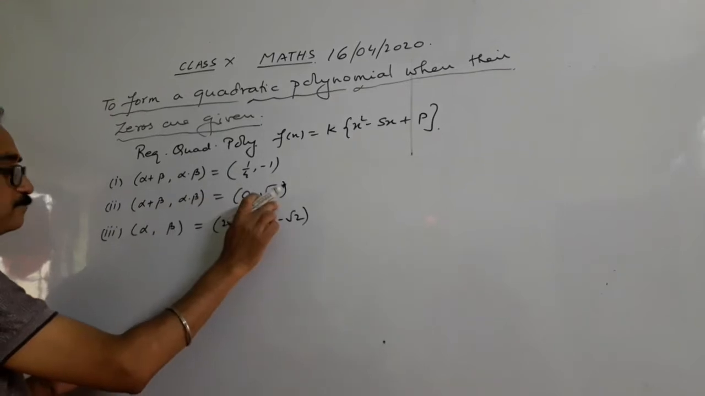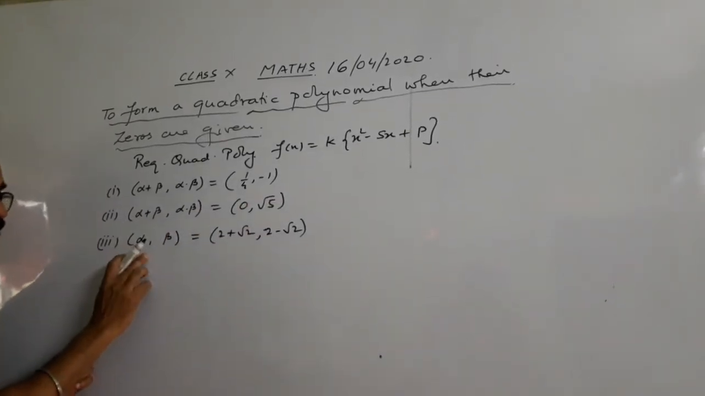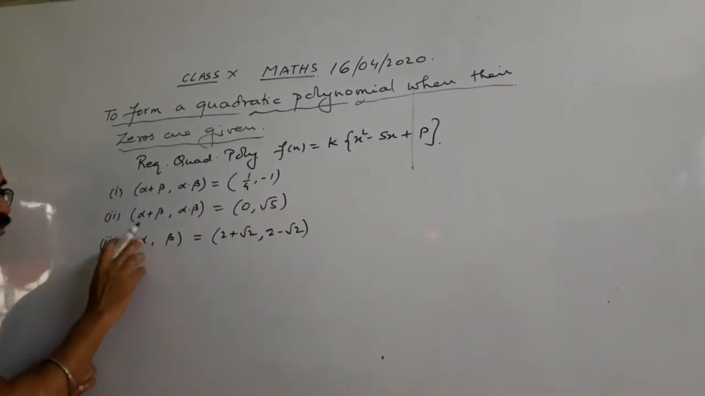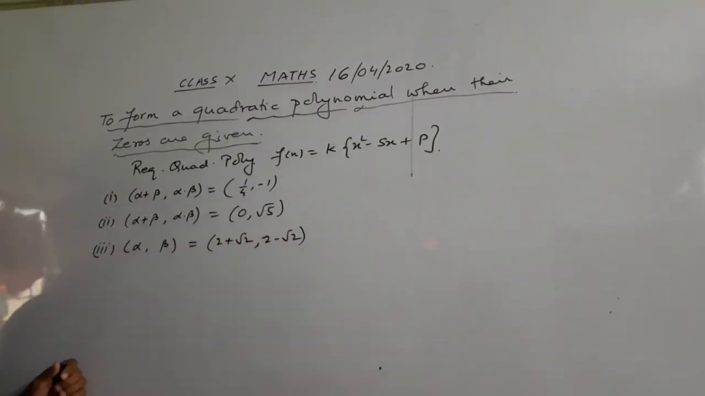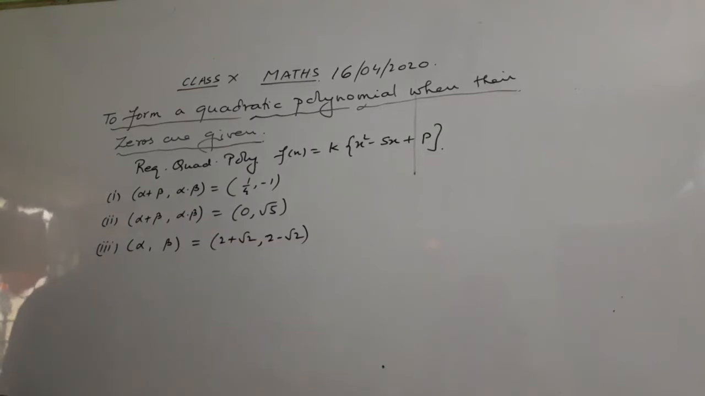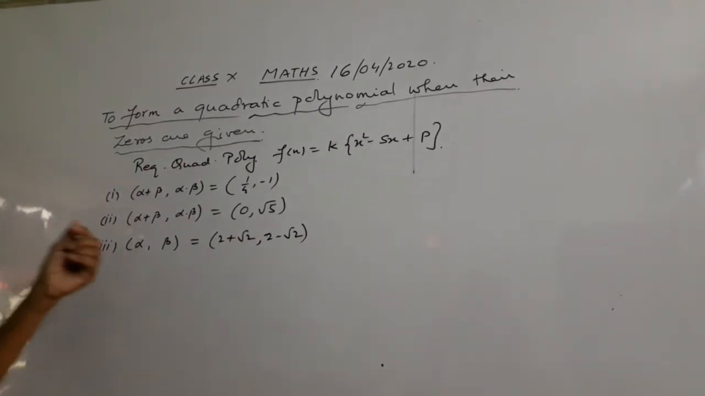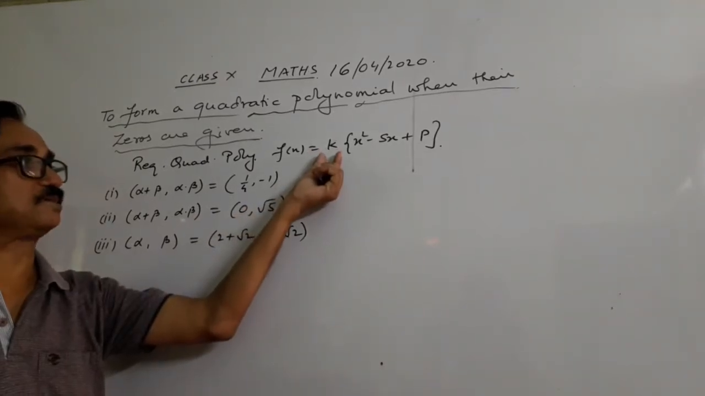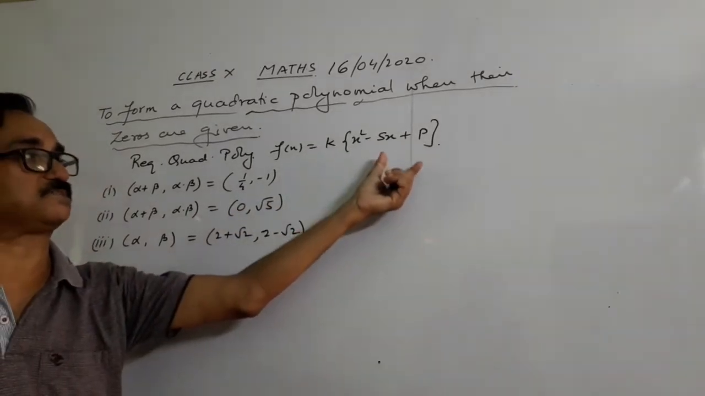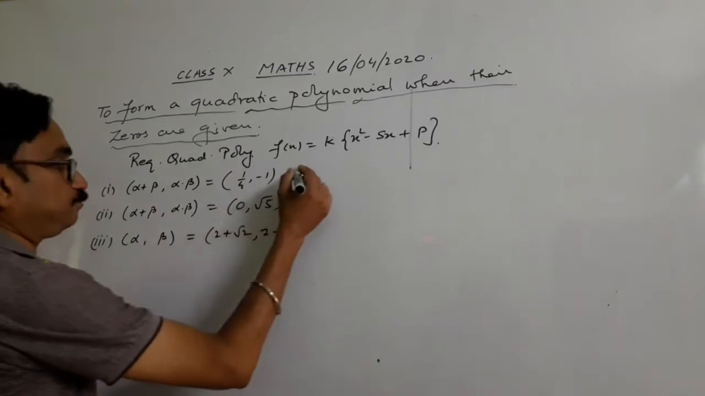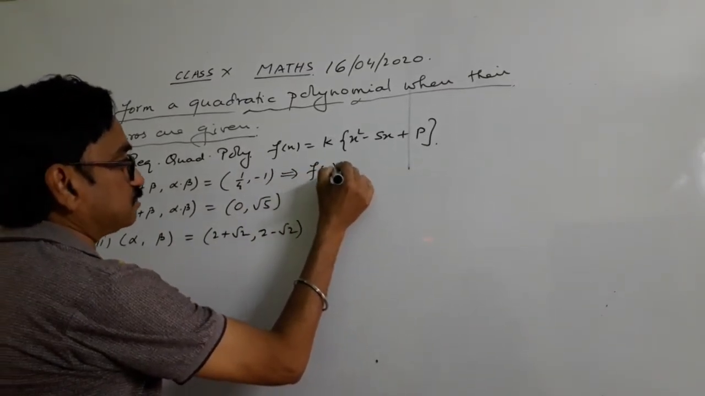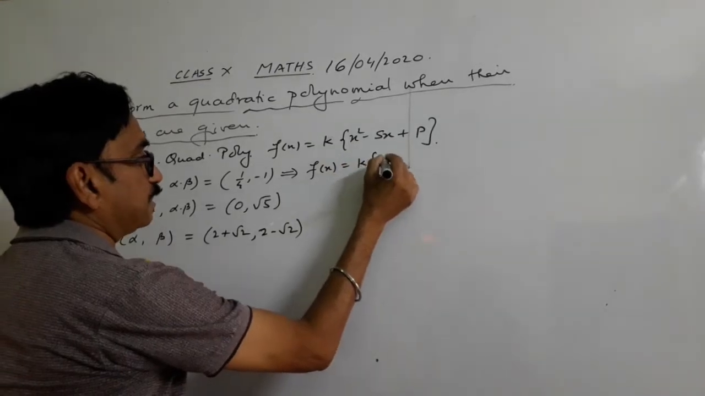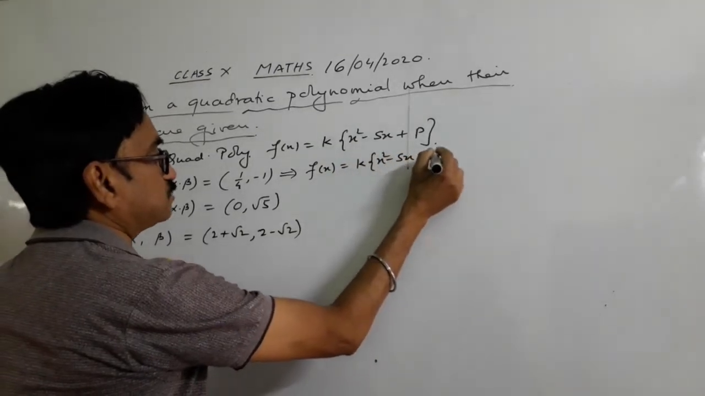The second question is also the same. But in the third question, the separate values of alpha and beta are given: 2 plus root 2 and 2 minus root 2. So two varieties of questions are here. Our formula will be applicable for this: k into x square minus sx plus p. So our formula is f of x equals k into x square minus sx plus p.